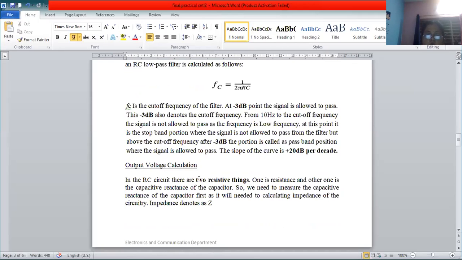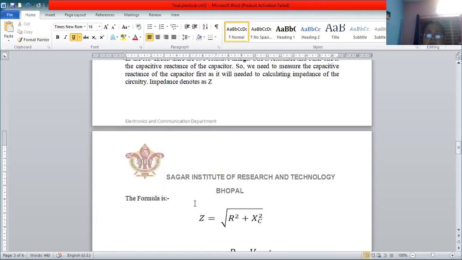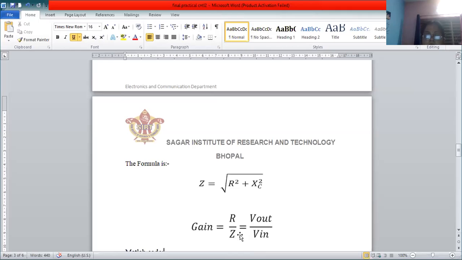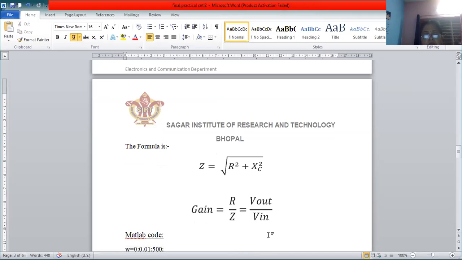So now the output voltage calculation. In the RC circuit, there are two resistive things. One is resistance and the other one is the capacitive reactance of the capacitor. So we need to measure the capacitive reactance of the capacitor first, as we need it to calculate the impedance of the circuit. Impedance is denoted as Z. Here Z is equal to the square root of R squared plus XC squared. Now the gain will be R upon Z, and that is denoted by Vout upon Vin.